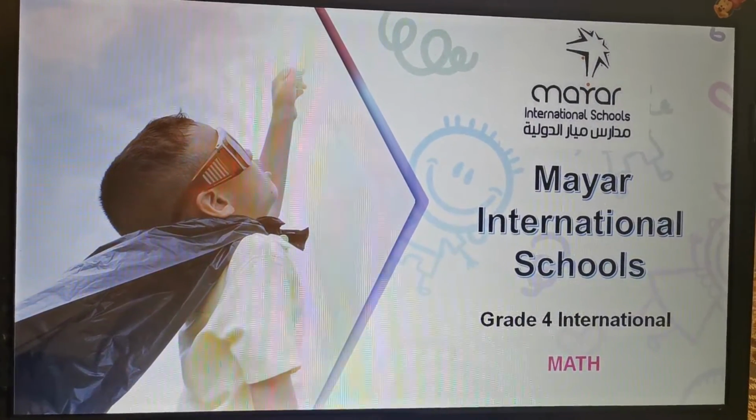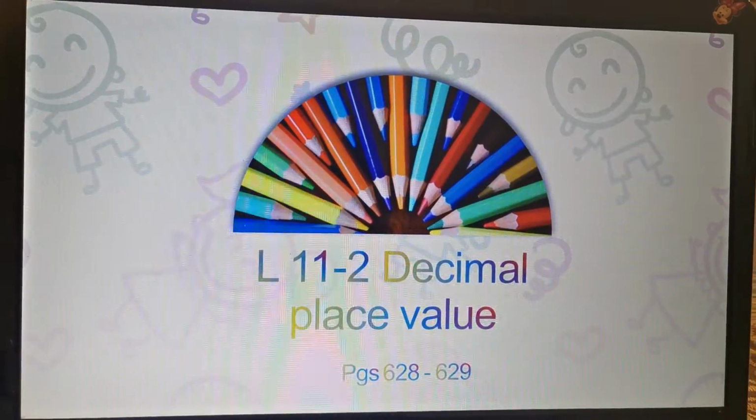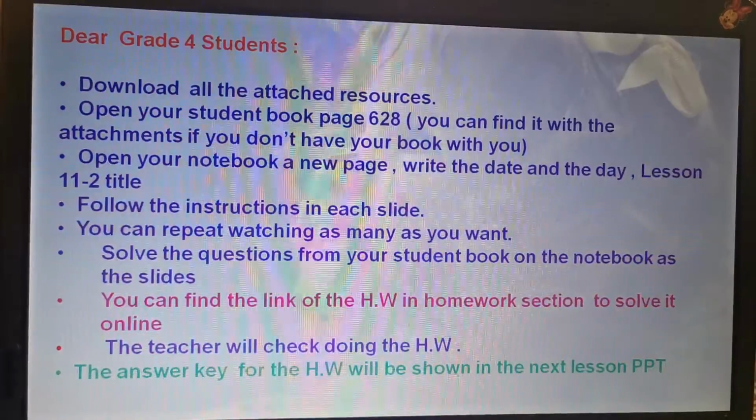Good morning, everyone. Today, our lesson will be about decimal place value.